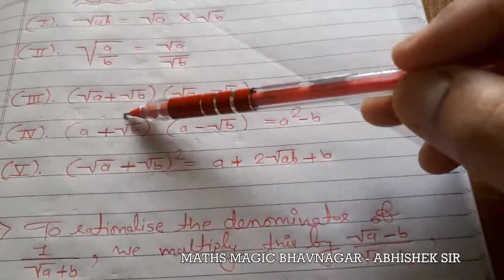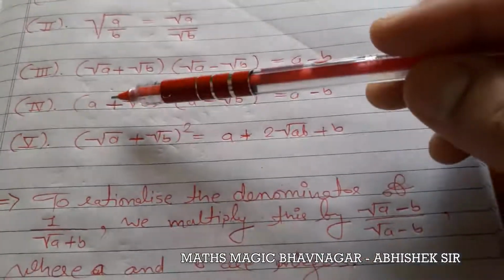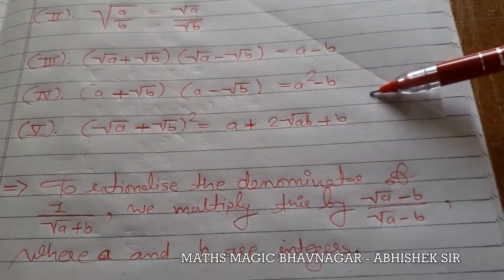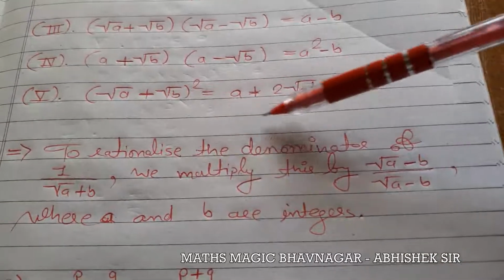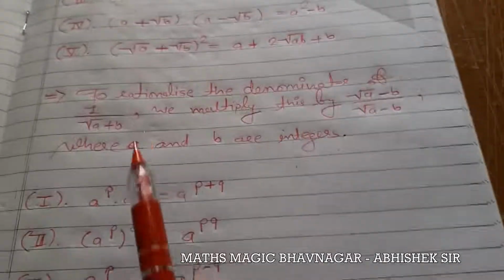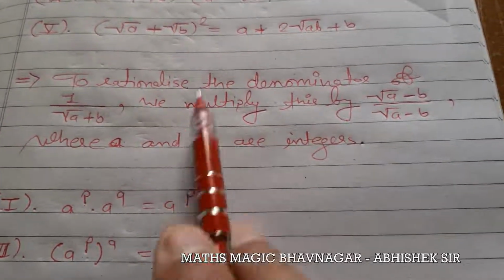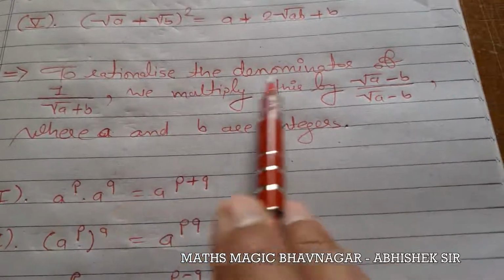Then the third one is root A plus root B into root A minus root B, that is A minus B. Fourth one is A plus root B into A minus root B. The answer is A square minus B. And the last formula is root A plus root B whole square is equal to A plus 2 root AB plus B.